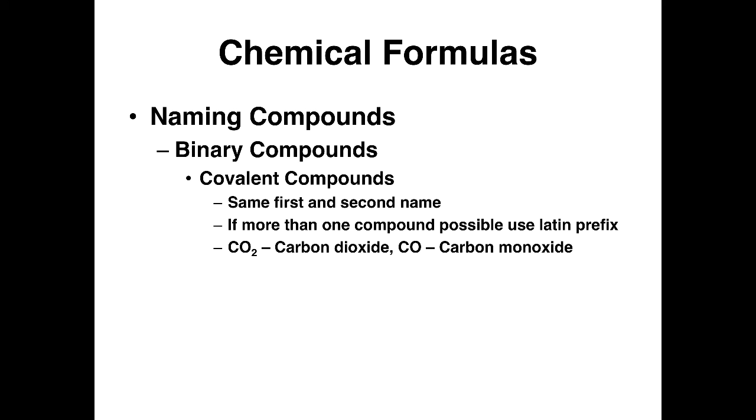So for example, carbon and oxygen, carbon oxide, it can form a single oxygen or a double oxygen, so it's carbon monoxide when it's a single oxygen, and carbon dioxide when it's 2 oxygens. And here's the prefixes that you'll need to learn. It's uncommon to see anything beyond 4 or 5, but we've listed 10 here that you need to learn.